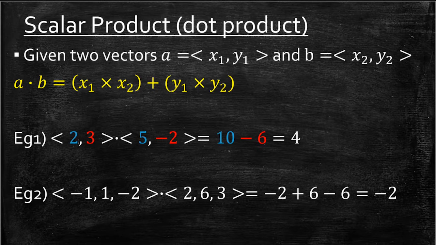In the second example, the dot product still applies to three-dimensional problems. So if we have a vector (-1, 1, -2), and we find the dot product with (2, 6, 3), what we're going to do is match up the components. -1 times 2 is -2. 1 times 6 is a positive 6, and -2 times 3 is -6. 6 take away 6 is 0, so we're just left with the -2. And that is the basic definition of the scalar dot product.